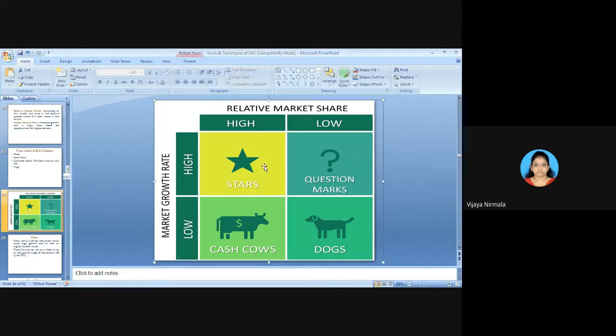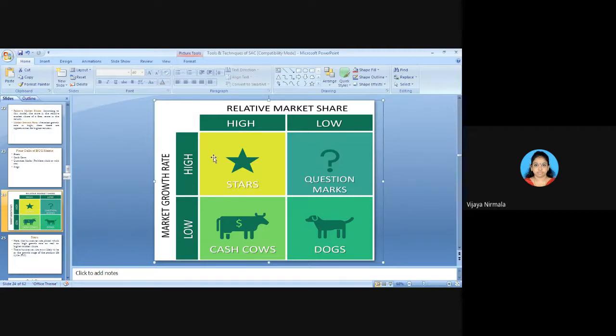If both are high, it moves to stars. If market share on the x-axis is high and the y-axis is low, it is cash cows. If both are low, it is dogs. If market share is low, that is, the x-axis is low and the y-axis growth rate is high, it moves to question marks.